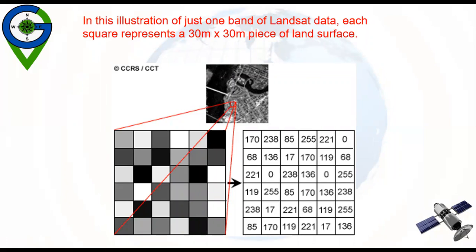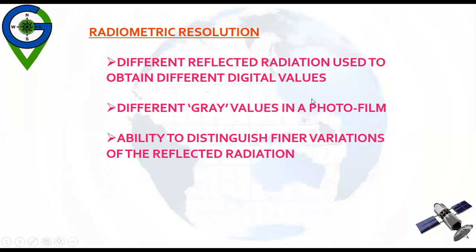So in this illustration of just one band of Landsat data, each square represents a 30 meter by 30 meter piece of land. The third resolution of a satellite image is the radiometric resolution. As the arrangement of pixels describes the spatial structure of an image, the radiometric characteristics describe the actual information content in an image.